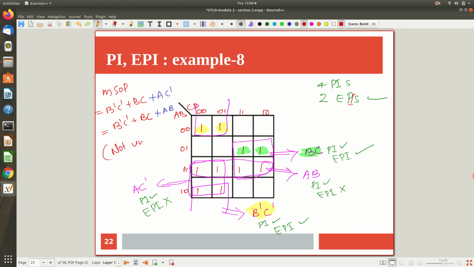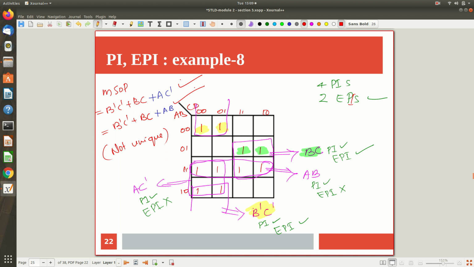So now you are not getting a unique minimal sum of product expression, and both of them are correct. So this is valid and this is also valid. You are getting 2 different minimal sum of product expressions. So that is the speciality of this example. Hope it is clear. Why are you getting 2? Because the essential prime implicant alone is not covering all the ones. 2 ones are remaining. And those 2 ones you can cover with either AC dash or AB. Both are fine. So any one of them will come in the final expression.